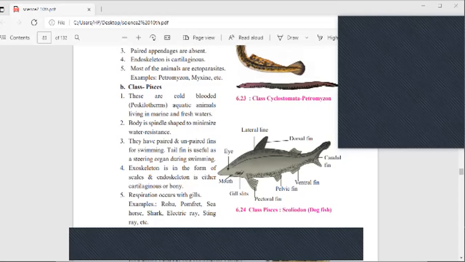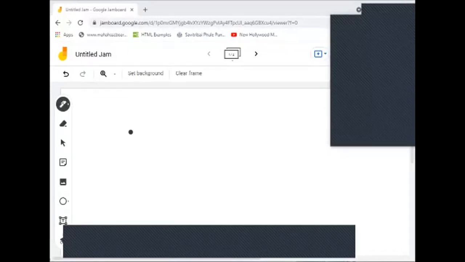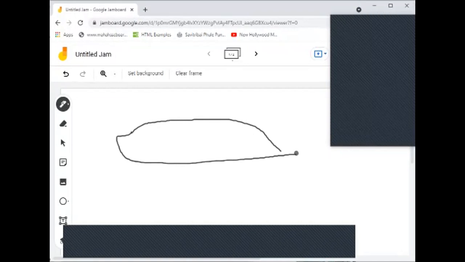I will share the Jamboard. We can see the meaning of this: the body tapers towards both ends. How, we can see here, the body tapers towards both ends. That is called a spindle-shaped body. The body is tapering towards both ends. That is the shape of the body.